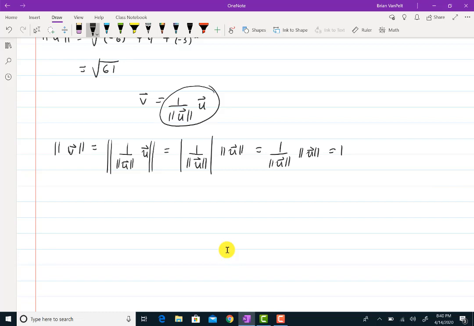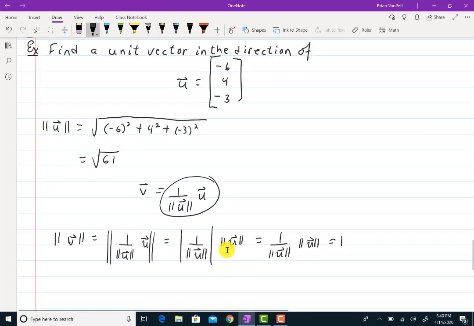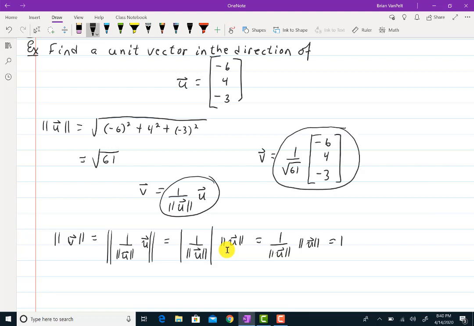So this is the standard process for producing a unit vector: divide by its length. And what you have left is a vector of unit length, which we call either a unit vector or direction vector. It all depends on what you want. So in my example, the v that I want equals 1 over the square root of 61 times the original vector, -6, 4, -3. This here is the vector that we're looking for in this question.